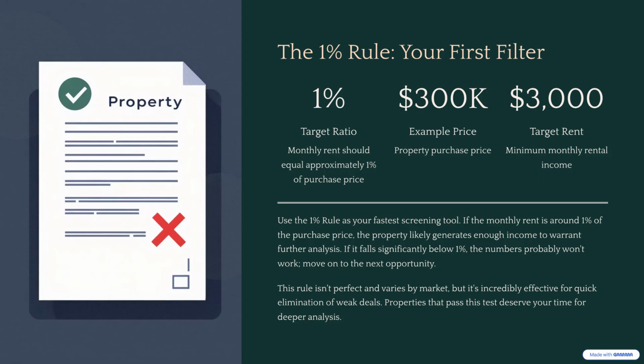The 1% rule, your first filter. This one's fast. Monthly rent should be roughly 1% of the purchase price. For example, a $300,000 property should bring in at least $3,000 a month. If it doesn't, move on. It's not perfect, but it's a powerful first-pass tool for eliminating weak deals quickly. If it passes, then it's worth a deeper look.